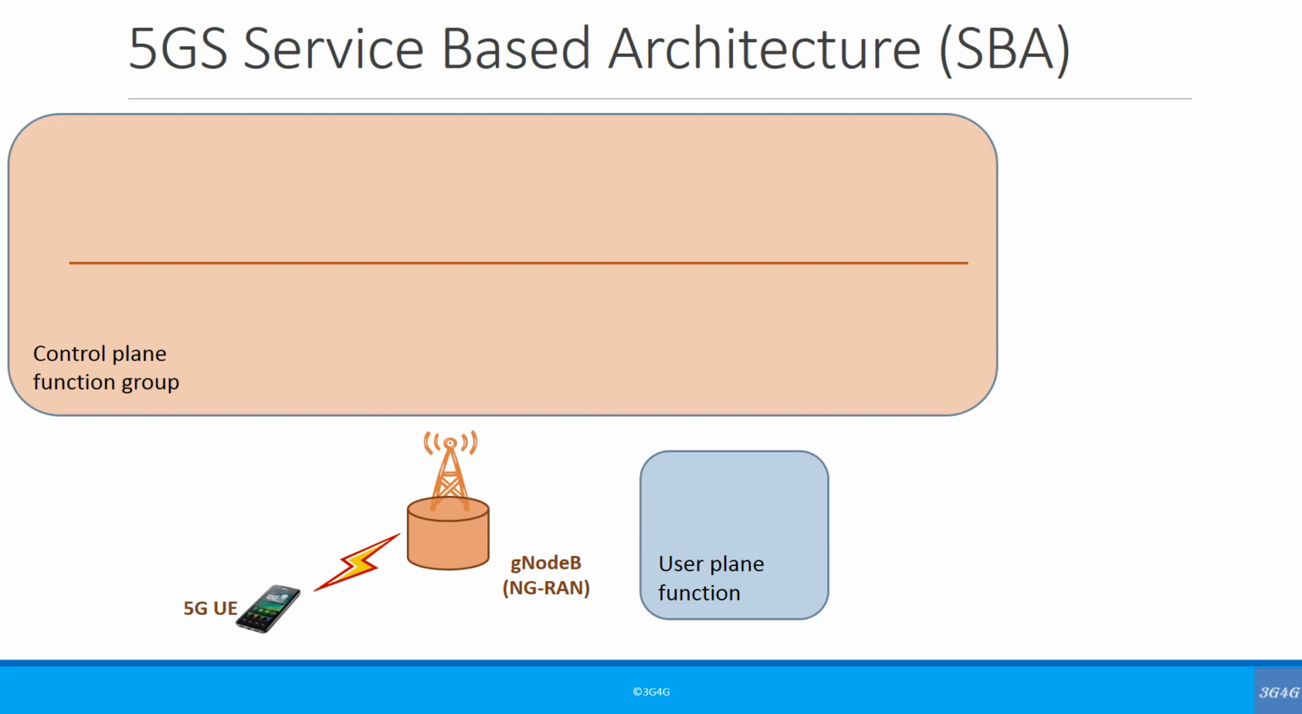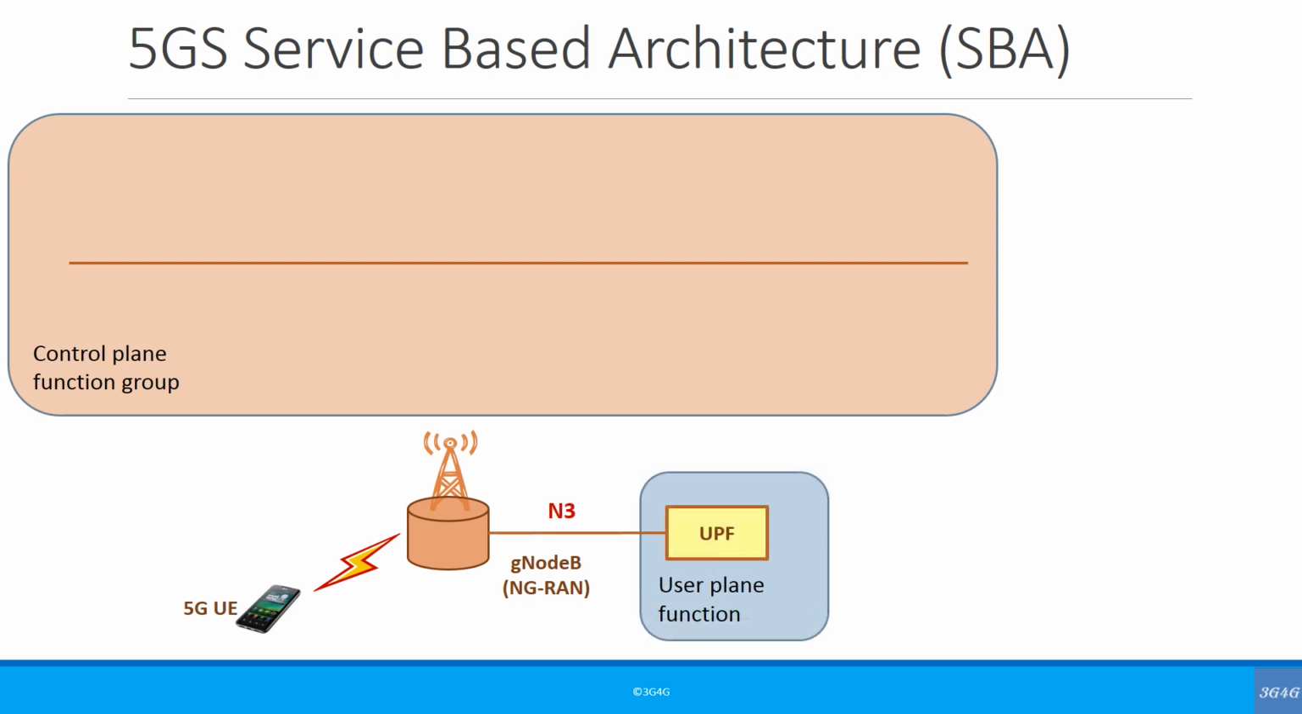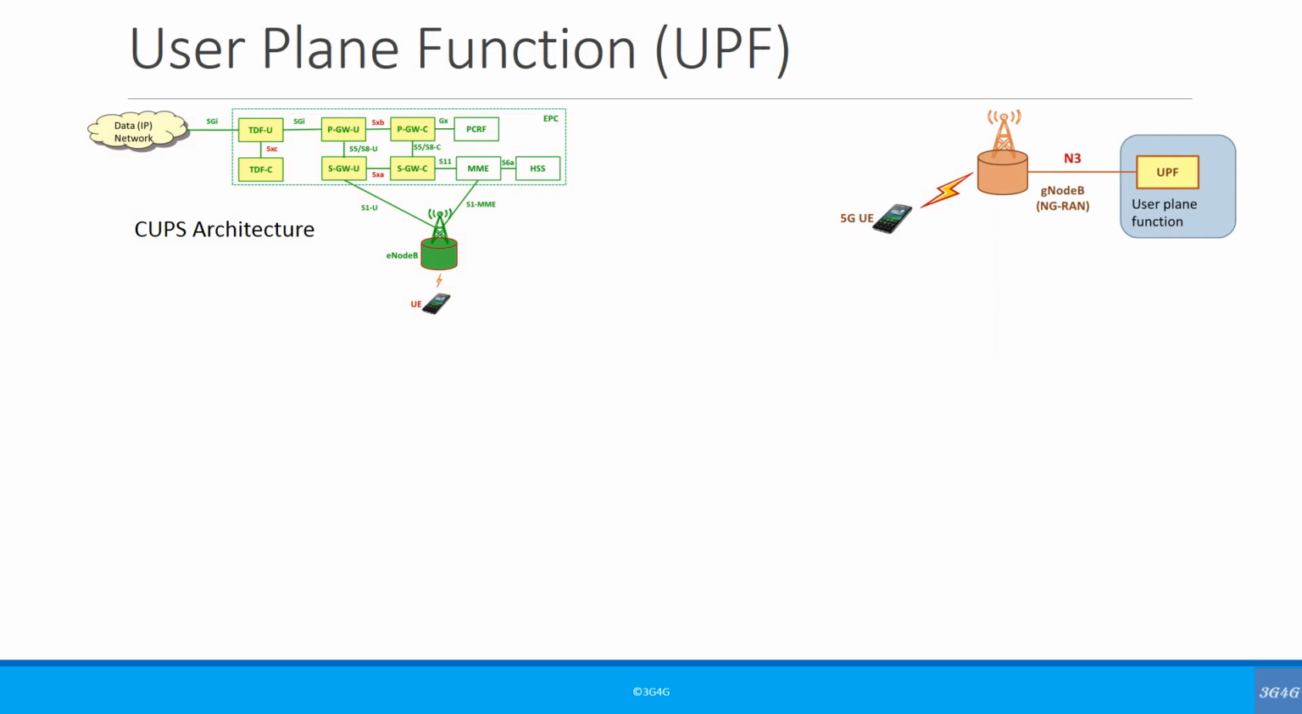So let's start looking at the 5G system and the service-based architecture. The 5G UE connects to the gNodeB or the New Radio or the Next Generation RAN, NG-RAN. The gNodeB connects to the user plane function, UPF, via the N3 interface. Now the UPF or the user plane function in the 5G core network provides functions specific to user plane processing, the same as the serving gateway SGW-U and the PDN gateway PGW-U in CUPS.